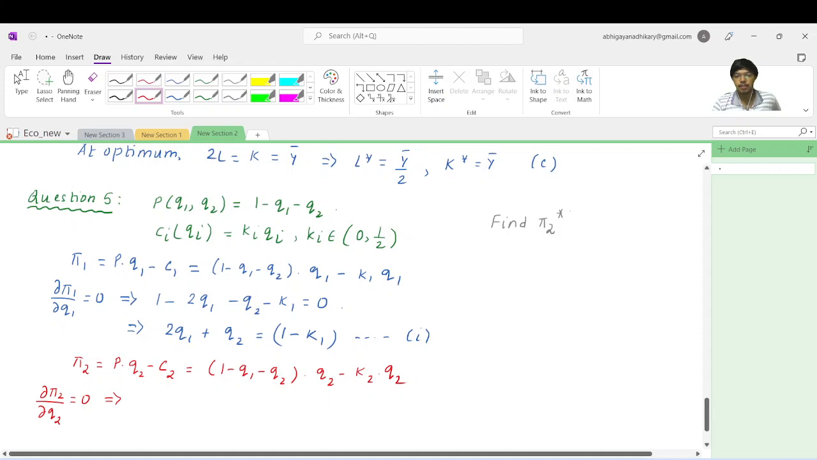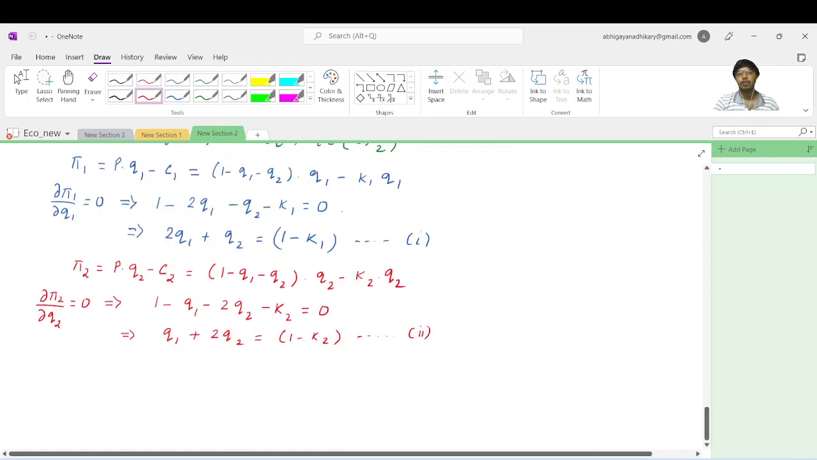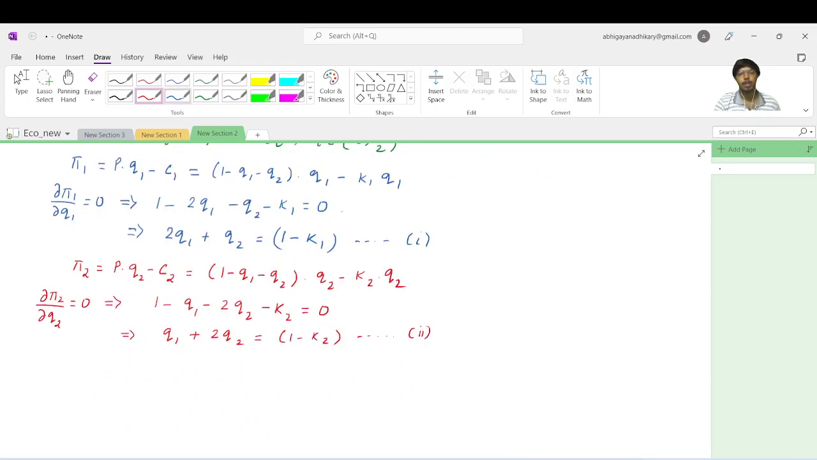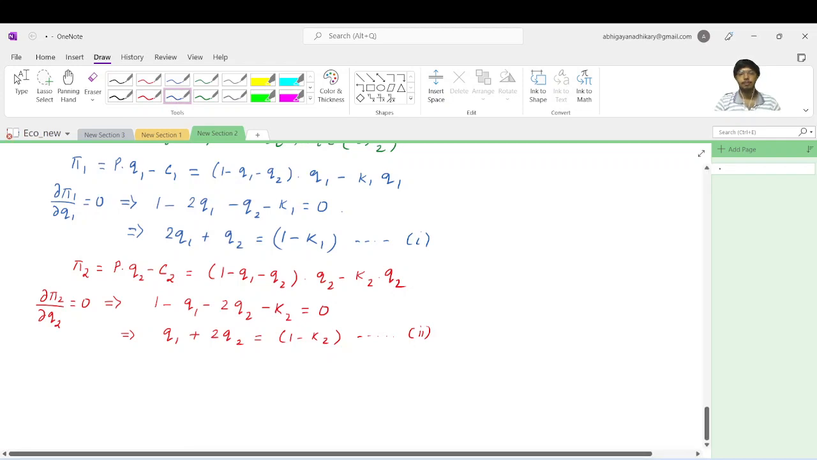So if you maximize this expression with respect to q2, you are getting 1 minus q1 minus 2 times q2 minus k2 is equal to 0. And that implies q1 plus 2q2 is equal to 1 minus k2. This is your equation number 2. Now what we'll do, we'll solve equations 1 and 2 to get to the answer.